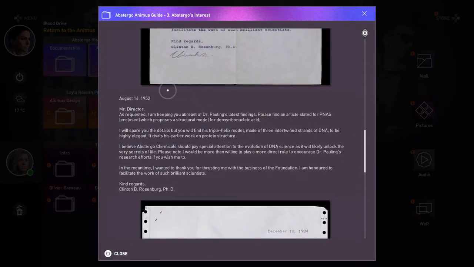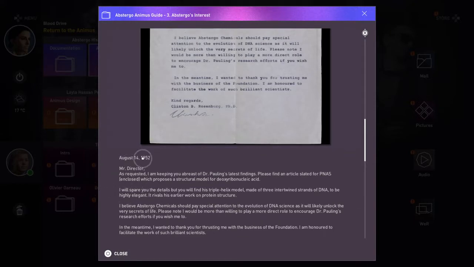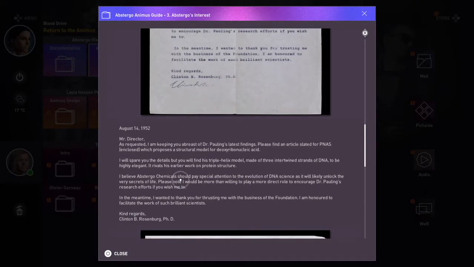So you'll see here, this is a long letter, August 14, 1952. Request that I keep, as requested, keeping you abreast of Dr. Pauling's latest findings. Please find an article slated for PNAS enclosed, which proposes a structural model for deoxyribonucleic acid, DNA for short. I will spare you the details, but you will find his triple helix model, made of three intertwined strands of DNA, to be highly elegant. It rivals his earlier work on protein structure.